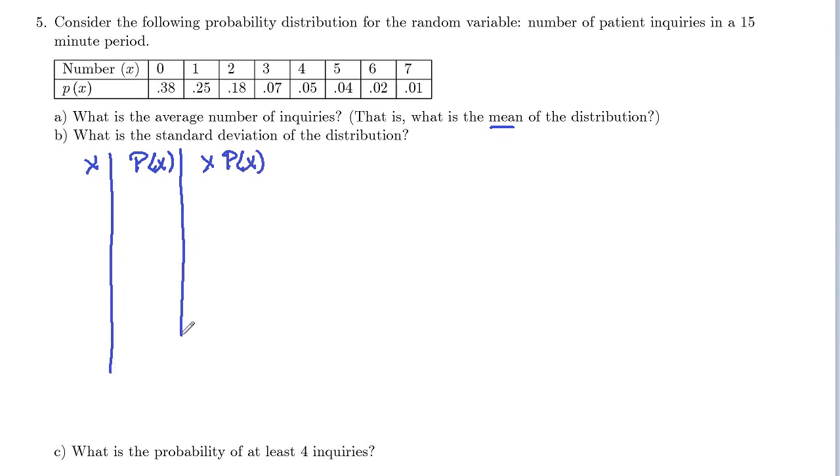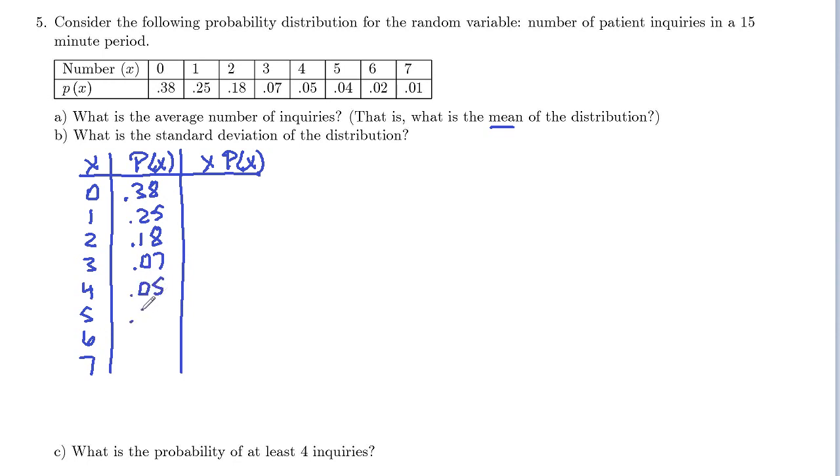That's going to give our mean after we sum them up. So our x values are 0 through 7. And then those probabilities are 38%, 25%, 18%, 7%, 5%, 4%, 2%, and 1%. So we're going to multiply straight across.